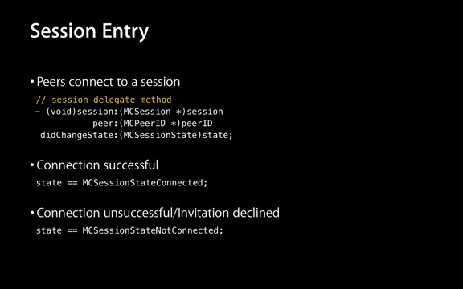So let's take a look at this delegate method in a bit more detail. You can see it here on this slide, session peer did change state. The second parameter will give you the peer ID object of the peer who just changed state, and the state will tell you what the new state is. If the connection was successfully established between the two sessions, the state will be MC session state connected. And if something went wrong during the connection process, or if the advertiser declined an invitation, this state will be MC session not connected.